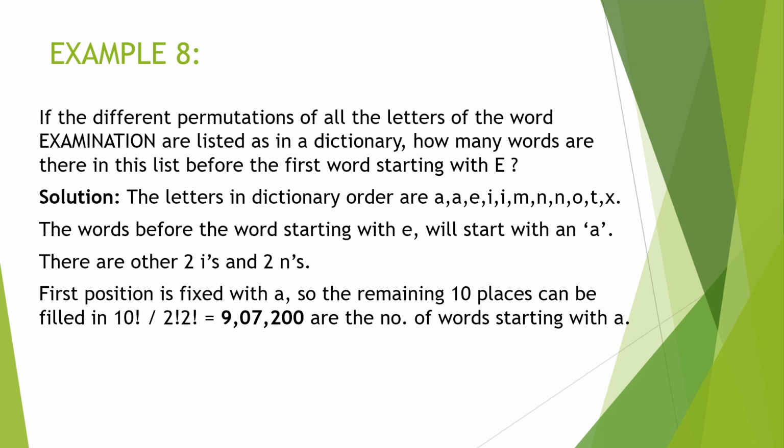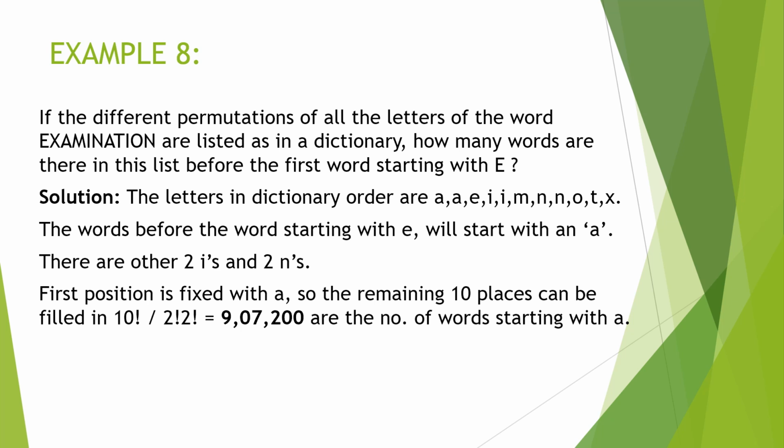So now try to understand this. First thing is it is a dictionary order. That means first A, then B, in this order it comes. Correct? So now what do you want? How many words are there in this list before the first word starting with E? So now examination, these alphabets, if I arrange it in dictionary order, it will be A, E, I, M, N, N, O, T, X. Correct?